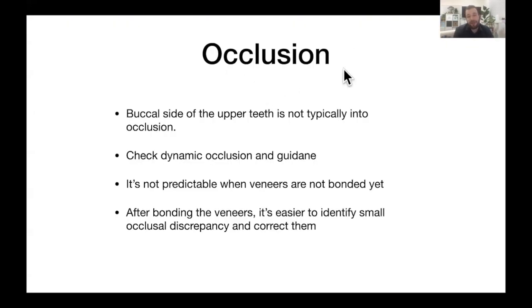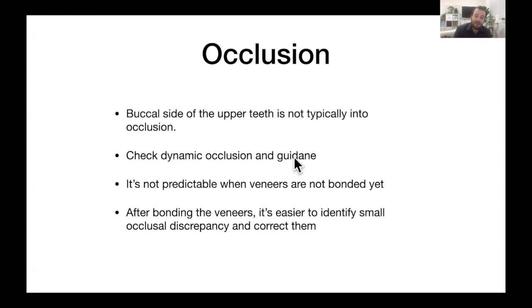One of the other things you want to check is the occlusion. The buccal side of your tooth typically doesn't have an occlusion with the mandible, because the upper teeth are always buccally positioned in relation to the mandible. That's good news, because you do not have to spend a lot of time checking your static occlusion if the occlusion is normal. But you might want to check the dynamic occlusion, the guidance. Is it a canine guidance or a group function? And you want to make sure that you didn't change this dynamic occlusion too much for the patient.